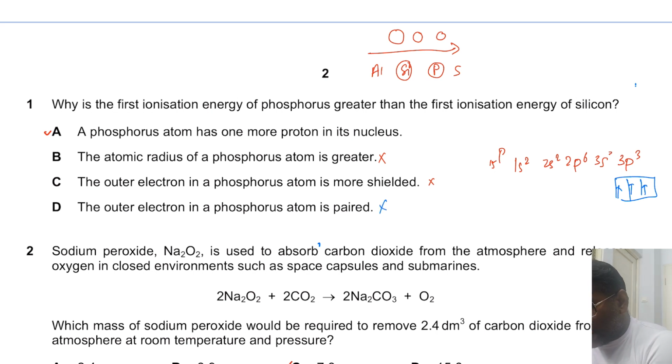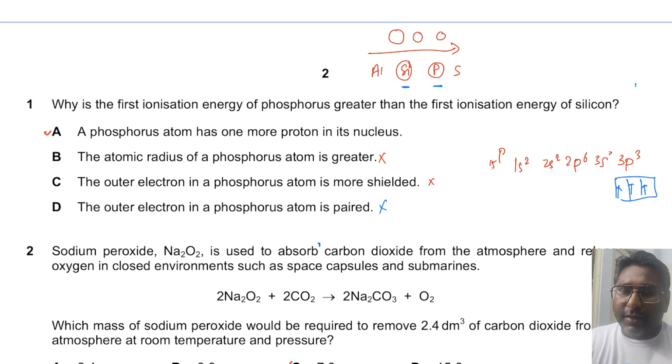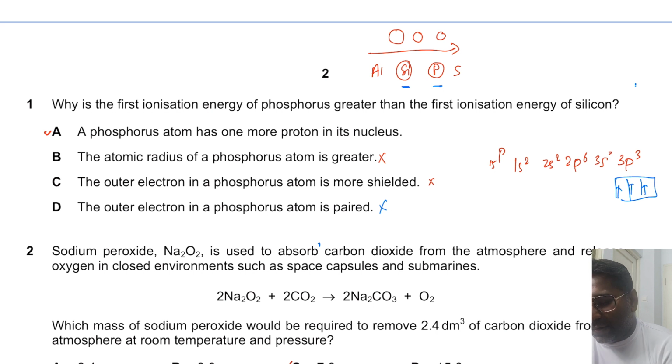And if you look at A, the phosphorus atom has one more proton in its nucleus. That's true because across the periodic table, the phosphorus has one extra proton. So this extra proton will increase the nuclear charge, and this will make the attraction from the nucleus towards the electrons greater. So it will hold the electrons closer to the nucleus. Therefore, it's much more difficult to remove the electrons from phosphorus compared to silicon. So that will be the best answer for question number 1. So the answer is A.